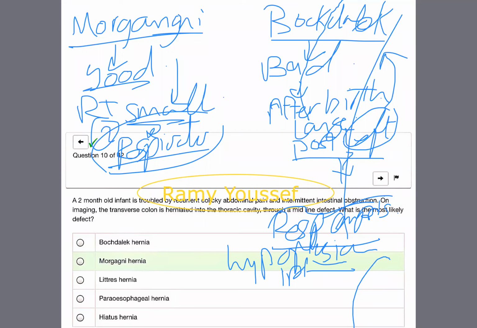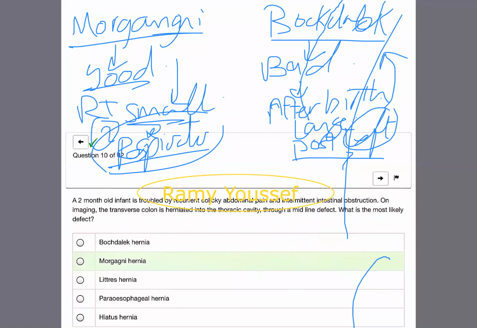Respiratory distress makes the child suffer from respiratory complications immediately after birth. But Morgagni is a good hernia, small, on the right, through the foramen of Morgagni, and just presents late after birth by 2-3 months with few complications. Is it clear? Yes, thank you. That's easier to remember.